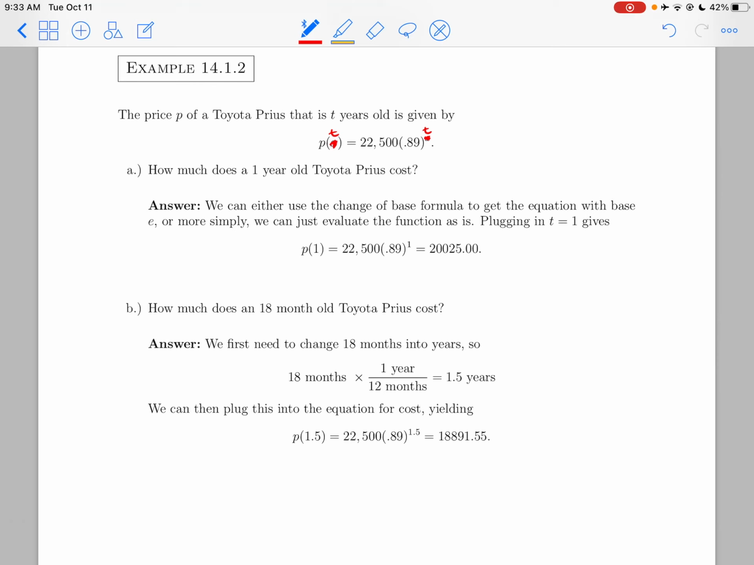In this case, we are looking at an exponential function where I have got a different base to e. So this is an exponential model of the form b multiplied by a to the x. So it's slightly different to what we were looking at before, but it's the same idea. We're just going to be plugging in values. It says, how much does a 1-year-old Toyota Prius cost? We're looking at t being in years, so I just plug in t is equal to 1.